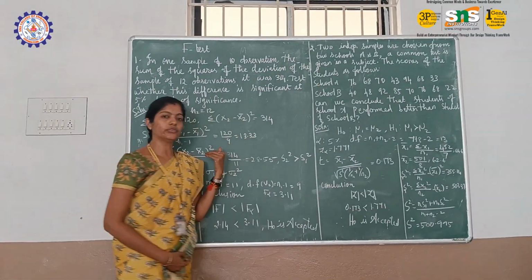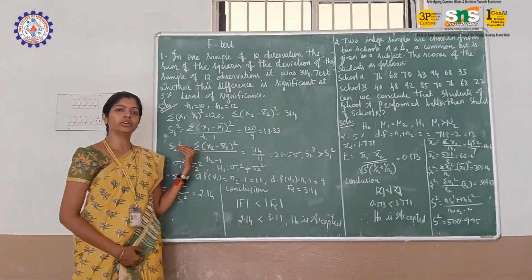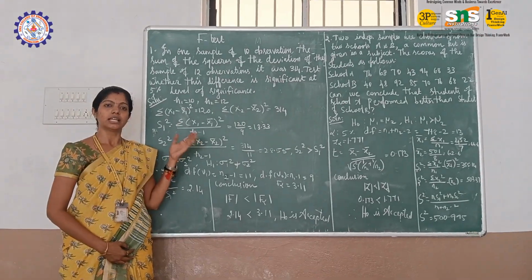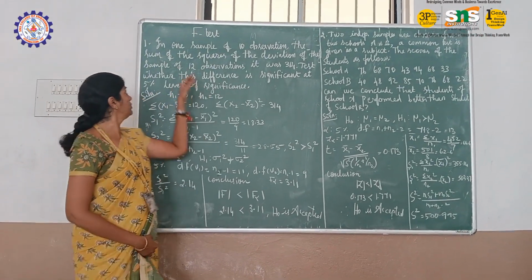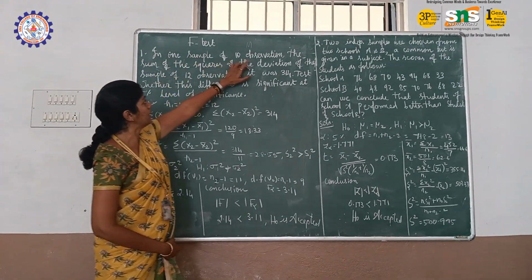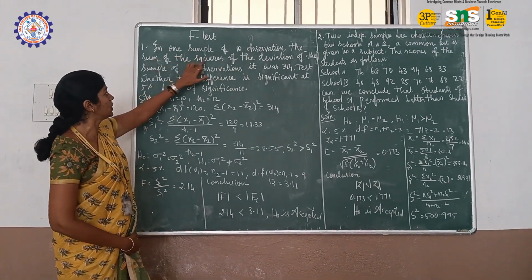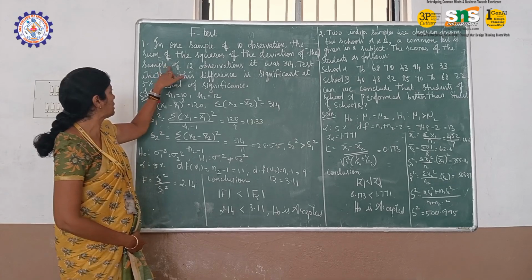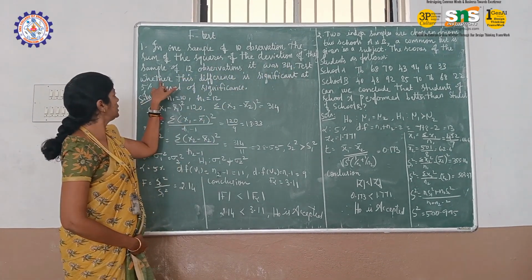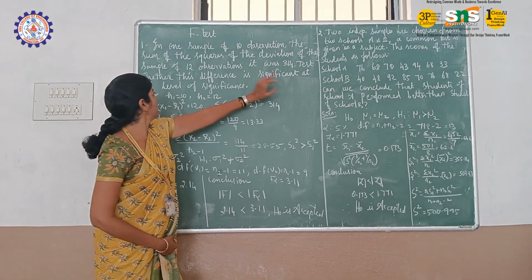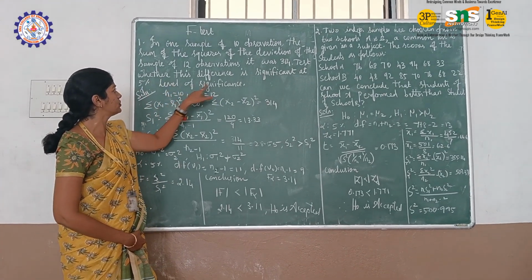Then we move to another method for small samples, that is the F-test. The F-test is fully based on variance. Now we can move to the problem. In one sample of 10 observations, the sum of the squares of the deviations is 120, and in the sample of 12 observations, it was 314. Test whether this difference is significant at 5% level of significance.